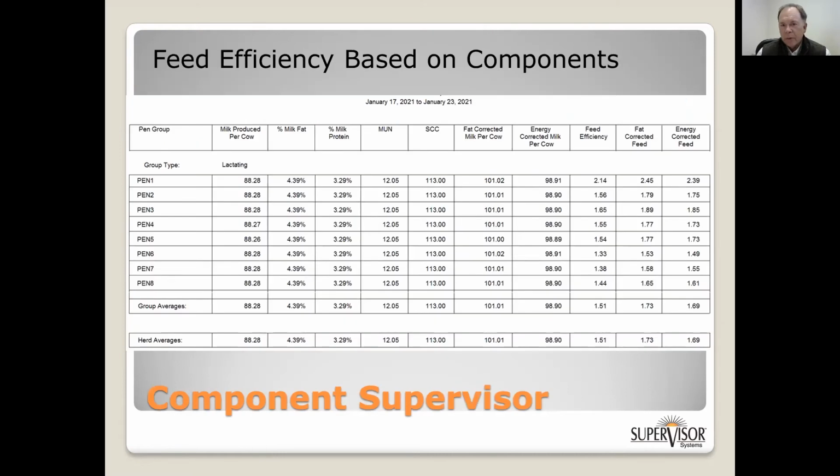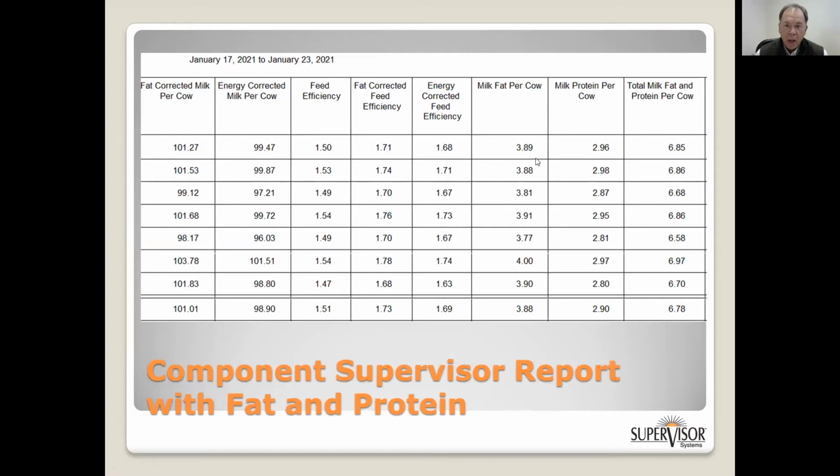We can take it a step further to say, I ship to a cheese market where I'm getting paid on fat and protein. So rather than just looking at milk, we're going to look at feed efficiency for fat-corrected milk and for energy-corrected milk. This is really going to fine-tune things for you to say, we're getting paid more for fat, we're getting paid more for protein, and then also taking it one step further to say, how many pounds of actual fat and how many pounds of actual protein did I ship?